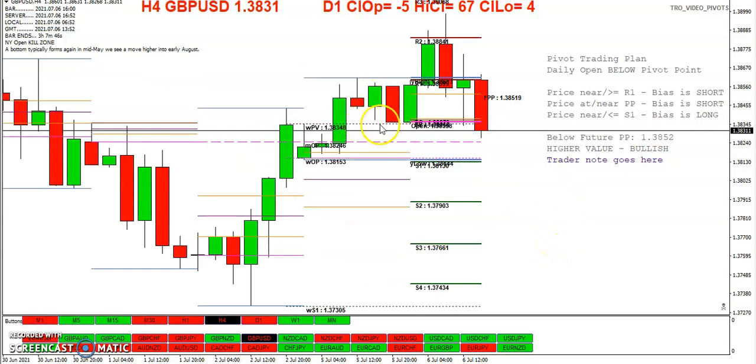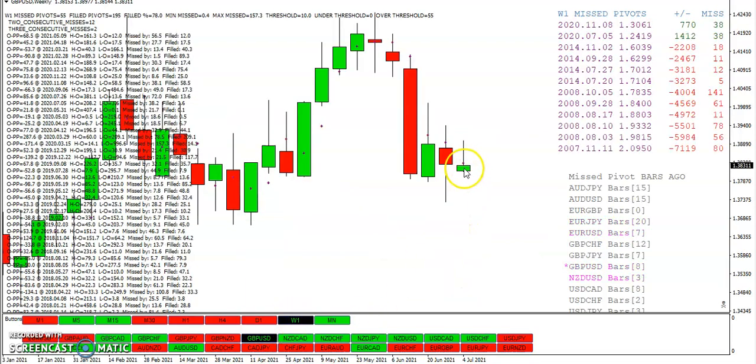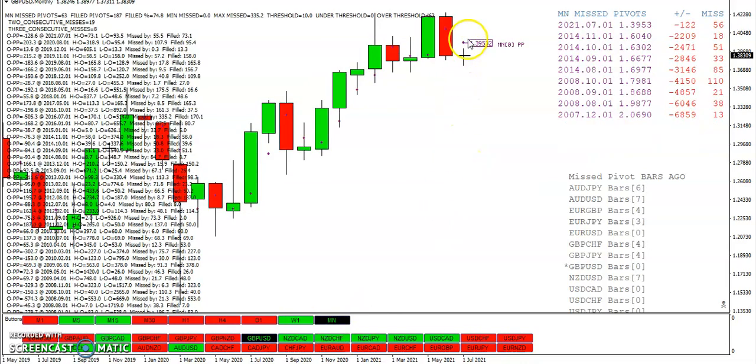So you can see here, we hit that weekly pivot. So we took out the daily, we missed yesterday's. We've already taken out the weekly. And we still have the monthly sitting there at 39.53. So just have to kind of wait and see what happens.